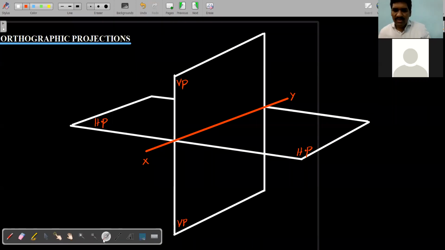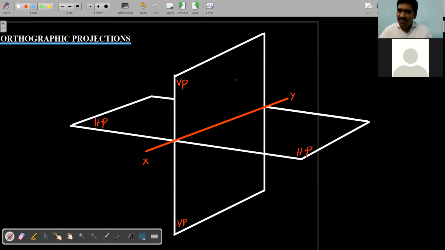Okay, so the things are finally vertical plane, horizontal plane, xy line. The place at which the vertical plane and horizontal plane are meeting each other is always called the xy line.